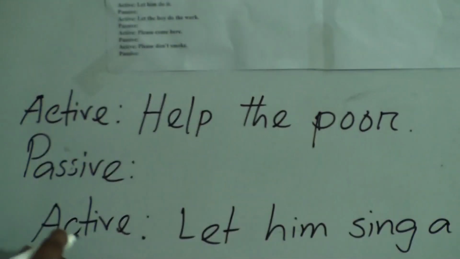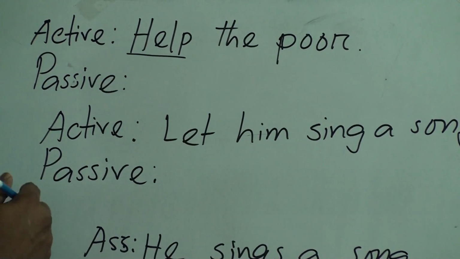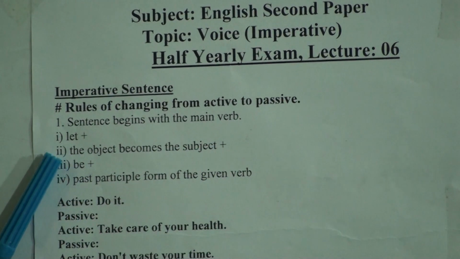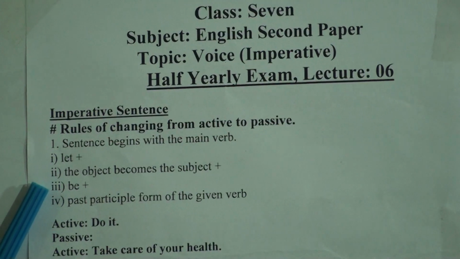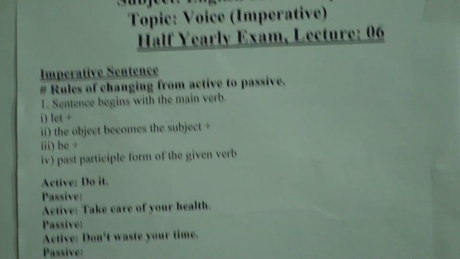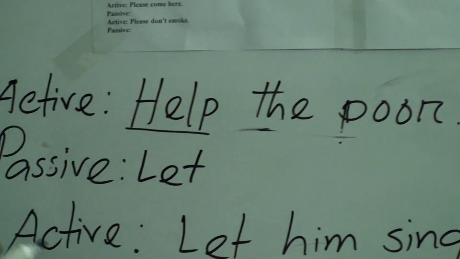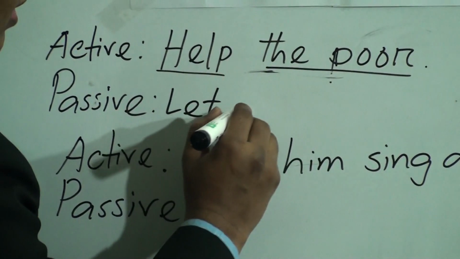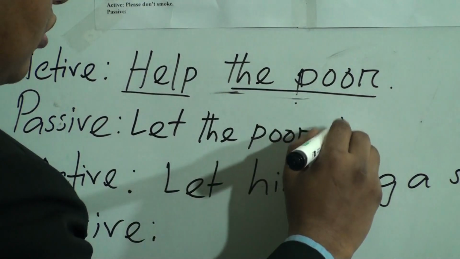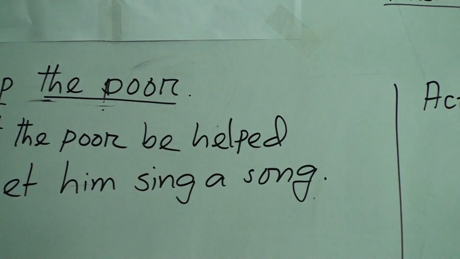If an imperative sentence starts with a main verb, like "Help the poor," how will we make it passive? Let's go to the rule first. Rules of changing from active to passive voice: the sentence begins with the main verb. First we have to put let, then the object becomes the subject, then be, then the past participle of the given verb. So let the poor, here the object will become the subject. Then according to the rule we put be: let the poor be, and in the passive voice the verb is always in past participle form.